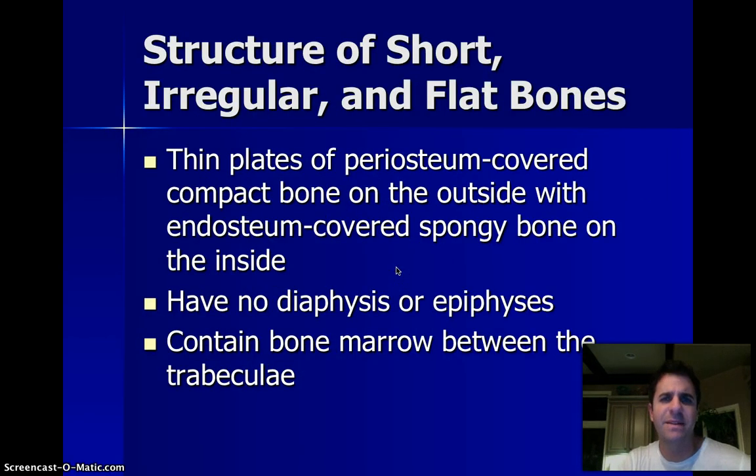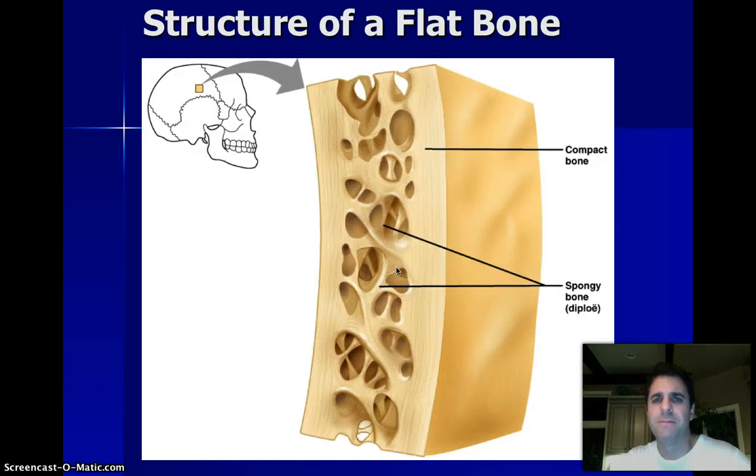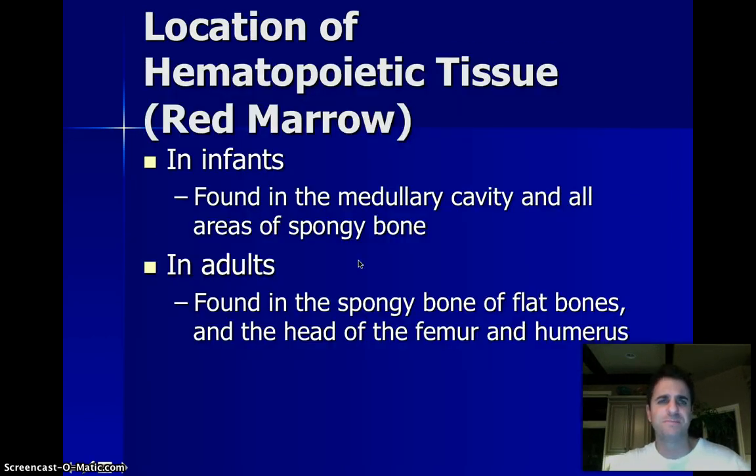All right, here we have short, irregular, and flat bones structurally. Thin plates of periosteum, so it's still covering the compact bone on the outside, and inside you have spongy bone. There is no diaphysis and epiphysis, of course, and there is bone marrow within all the trabeculae, like we saw previously at the ends or at the epiphysis, and even in the diaphysis. So here you see what it looks like. Here's the spongy bone in the middle and compact bone on the sides, and you would have some yellow marrow throughout this trabeculae there of the spongy bone.